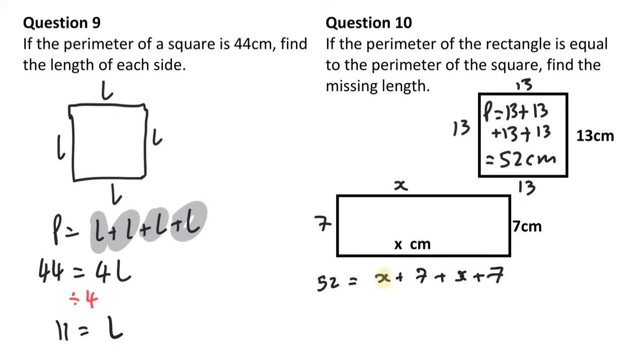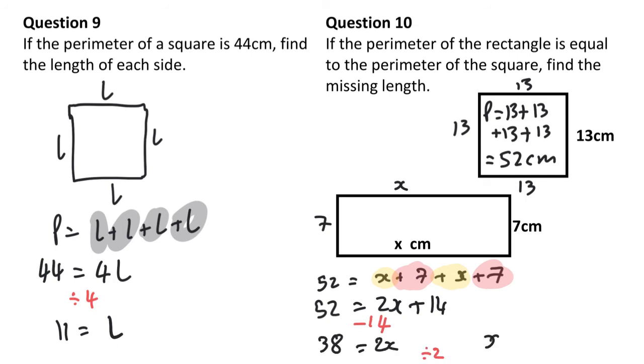And we know that x plus an x is 2x. So we're going to have 52 equals 2x. And then the 7 plus the 7 gives us 14. And if we take away 14 from both sides, we get 38 equals 2x. And then if we divide by 2, we get that x equals 19.